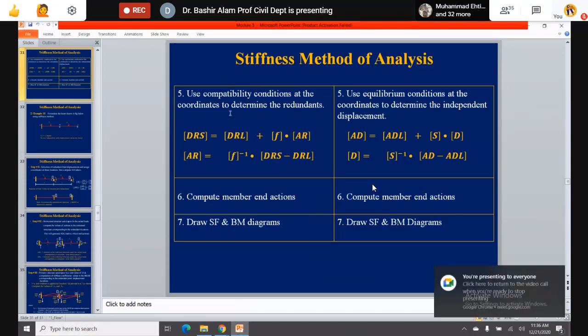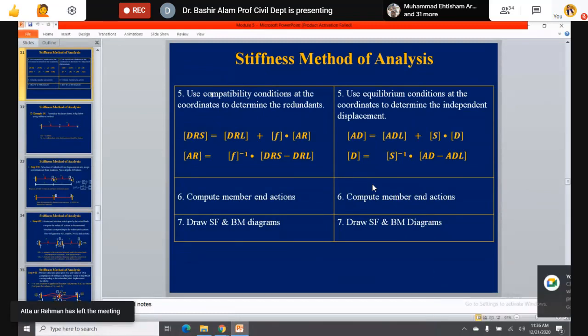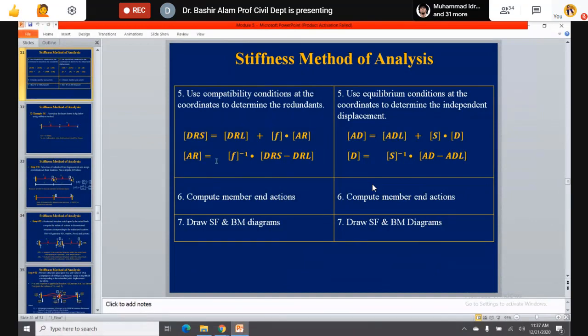So now here, as I said, in step number 5, we use the compatibility condition at the coordinates to determine the redundants. AR were calculated, and here we apply the equilibrium conditions at the coordinates to determine the independent displacements. So here the unknown displacements are found by using the equilibrium condition. Step number 6 is the same: compute member end actions, and here also we are computing the member end actions. We draw the shear force diagram in flexibility, so we draw the shear force and bending moment diagrams in the stiffness method also.